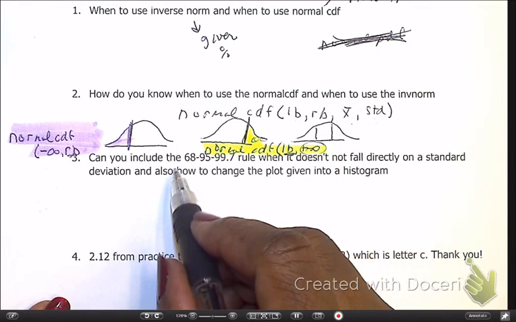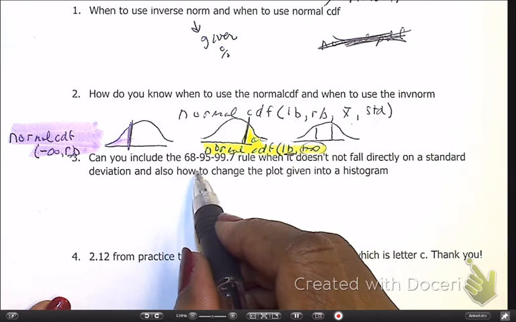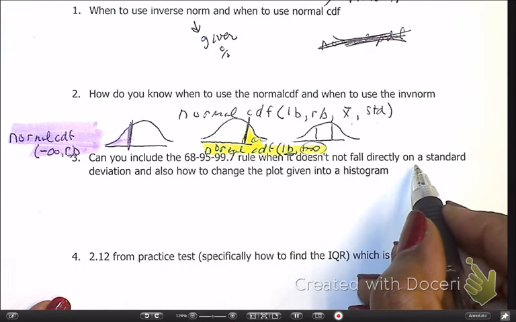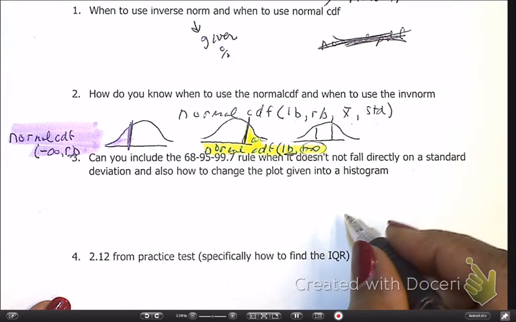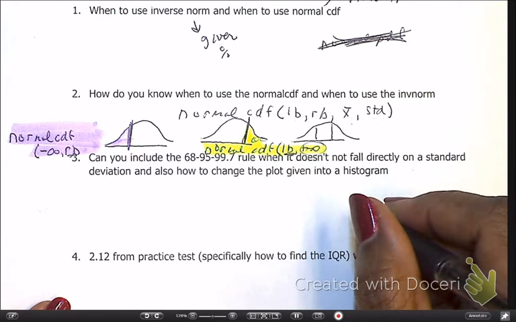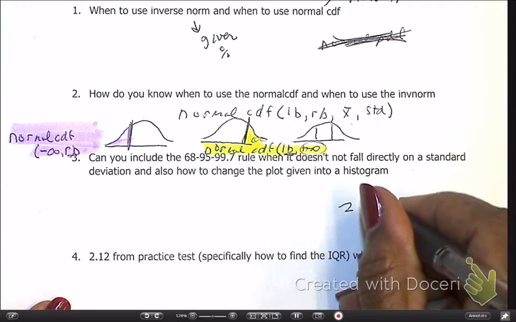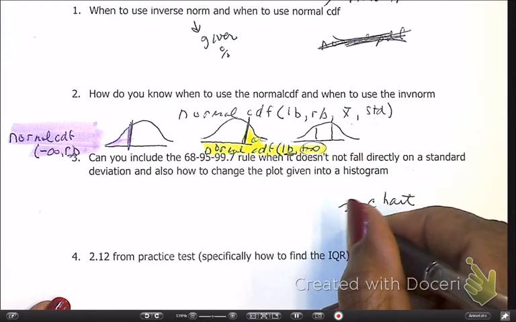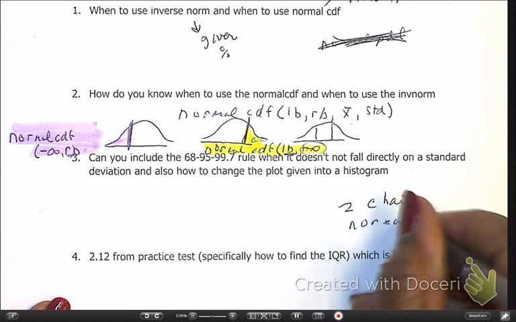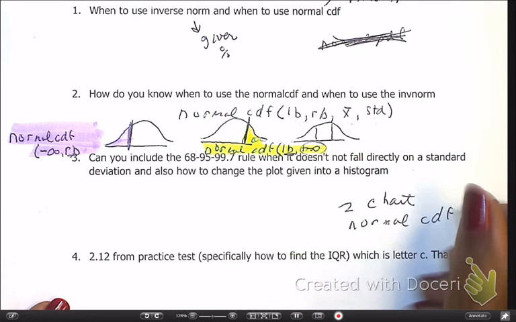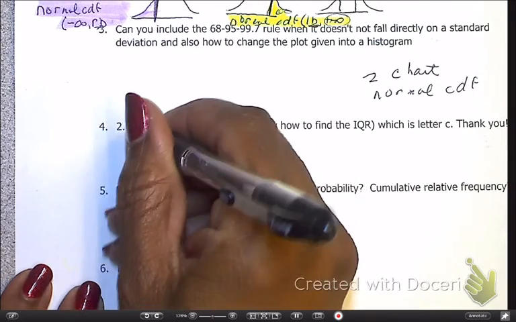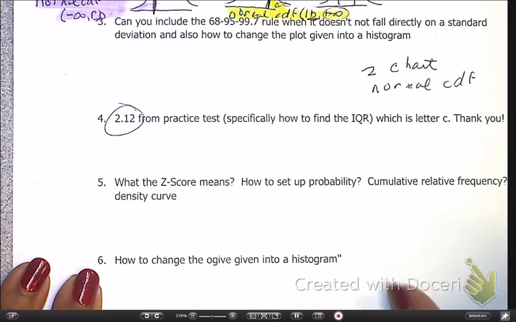Okay, next. Can you use the 68, 95, 99.7 rule when it doesn't fall directly on the standard deviation? Yes. When it doesn't, you use your Z-chart. So you use your Z-score chart, or forget that, you use your normal CDF. Okay? I need to look back and see what that's about, so I'll talk about it in a minute.